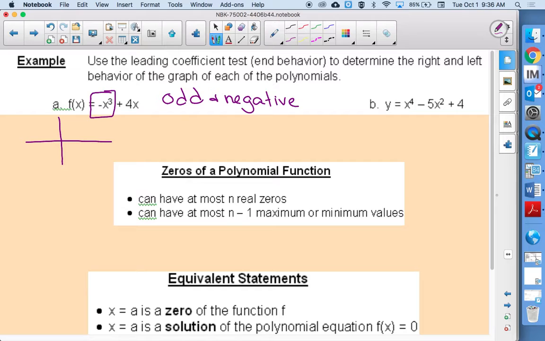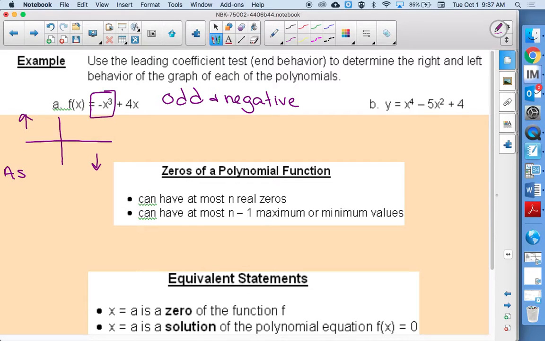So draw yourself just a little sketch. Where's the graph going to end? And then see if you can describe that. So if it's odd and negative, what would the graph look like? It's going to be going up this way on the left side. Yeah, it's going down. Perfect. So up on the left and down on the right. It's going to do other things in the middle, but that's the left and the right.